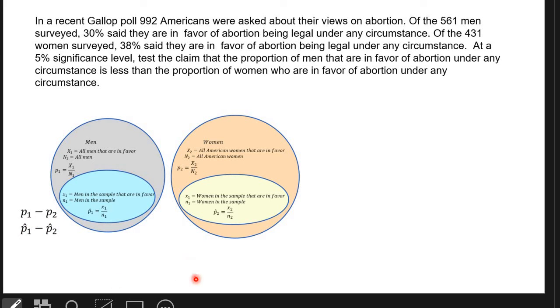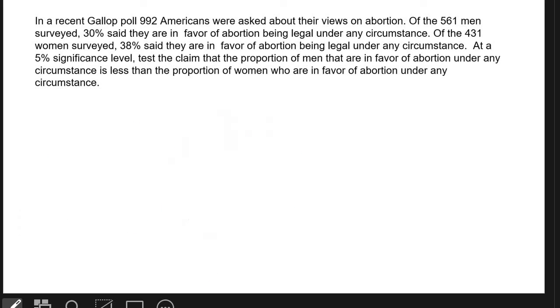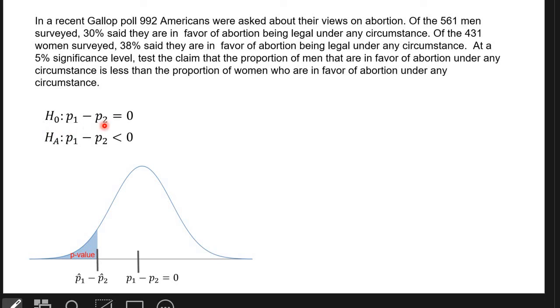But because I'm trying to test the hypothesis that it's either equal to 0 or that P1 minus P2 is less than 0, since I think that the men have a smaller proportion that are in favor than the women, I would say that my alternative would be that P1, the proportion of men, is less than the proportion of women, so that if I subtract, I should get a negative number less than 0. So since the proportion of men I expect to be less than the proportion of women, this difference I expect to be negative or less than 0. And that's where this null and alternative hypothesis come from.